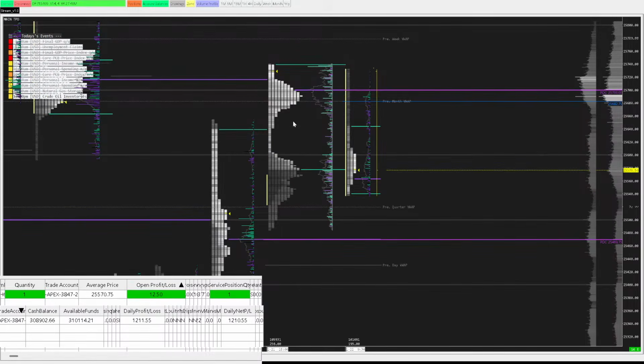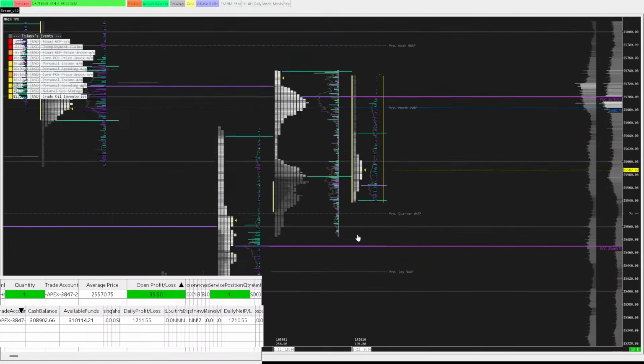Remember what I said, that we were up here in an area of balance. There was energy accumulation up here, and then it distributed that energy down. And so now we're back down here in this area of prior value. And so we're just waiting to see what it does. There's a lot of downward momentum, not gonna lie.